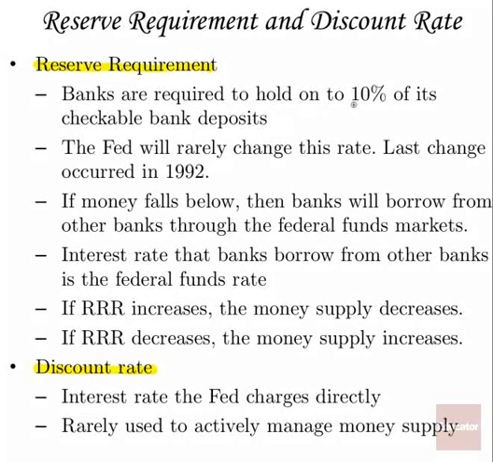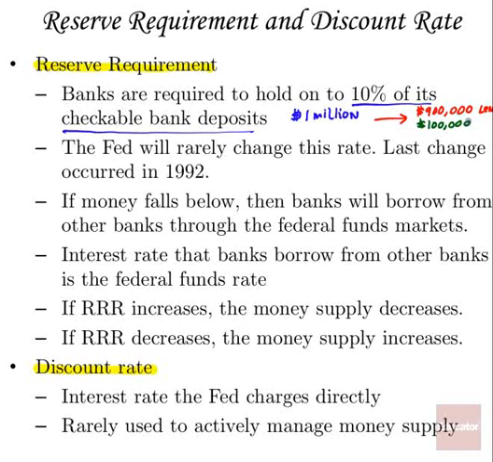banks are required to hold on to 10% of their checkable bank deposits. So let's say a bank has $1 million worth of checkable bank deposits, of which they can lend out 90%, so they can lend out up to $900,000. They normally won't lend all of that, but they have the right to. And they must keep $100,000, or 10%, as reserve. So this is the required reserve. The 10% ratio is what's required.